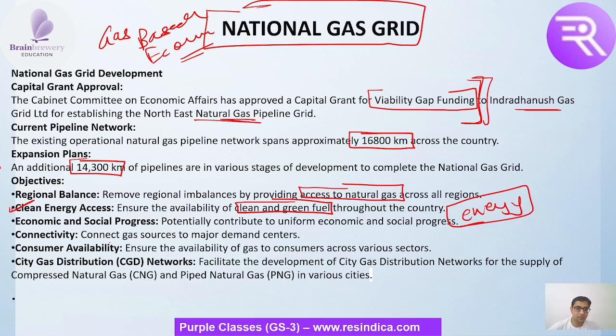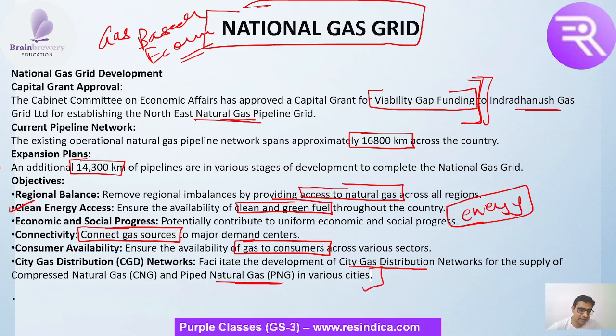The gas sources will get connected to the various places of gas consumption. So gas will be available throughout the year, every time, whenever you want, you can just switch on the gas. This will create a city-wise, town-wise network of compressed natural gas and piped natural gas in various states.